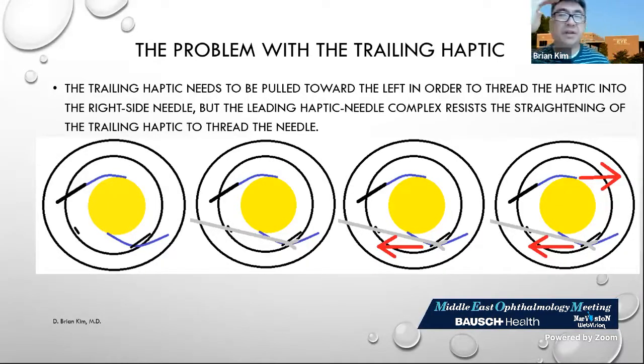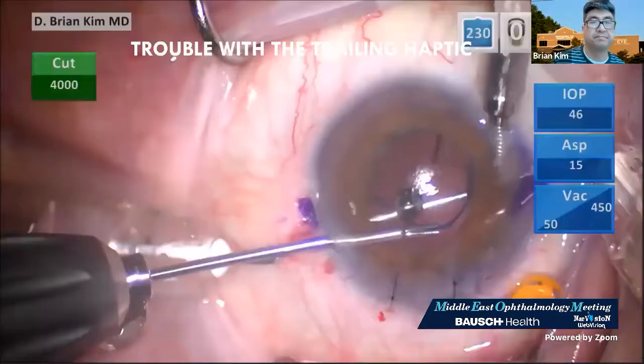So why is the trailing haptic such a problem? It's because of this. The trailing haptic needs to be pulled towards the left in order to straighten it out to thread into the right side needle. But if the leading haptic needle complex is intact, as you're trying to move that trailing haptic to the left side, the leading haptic needle complex resists the straightening of the trailing haptic to thread the needle. So you have opposing forces, and that's the reason why it's such a trouble.